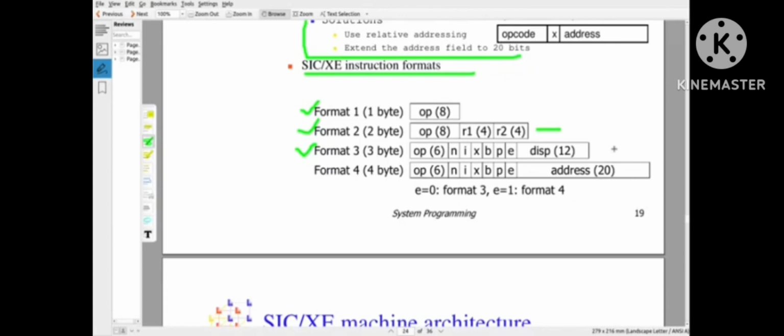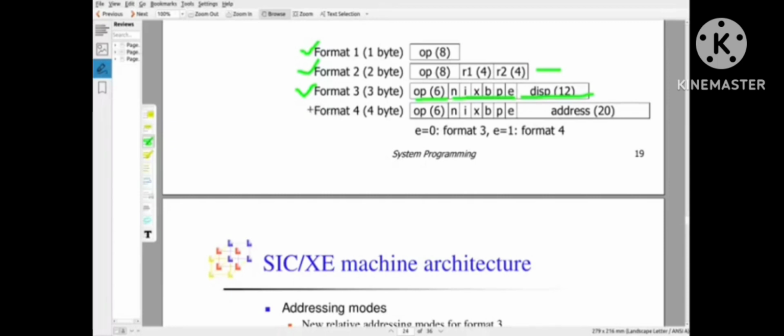In format 3 you can see that it is a 3 byte, 24 bit instruction. So 6 bits are used for opcode, then 6 flag bits are there. These flag bits have certain meaning. While discussing addressing modes, we will look into what these flag bits are. Then the remaining 12 bits are displacement bits. That is the format 3 instruction in SIC.